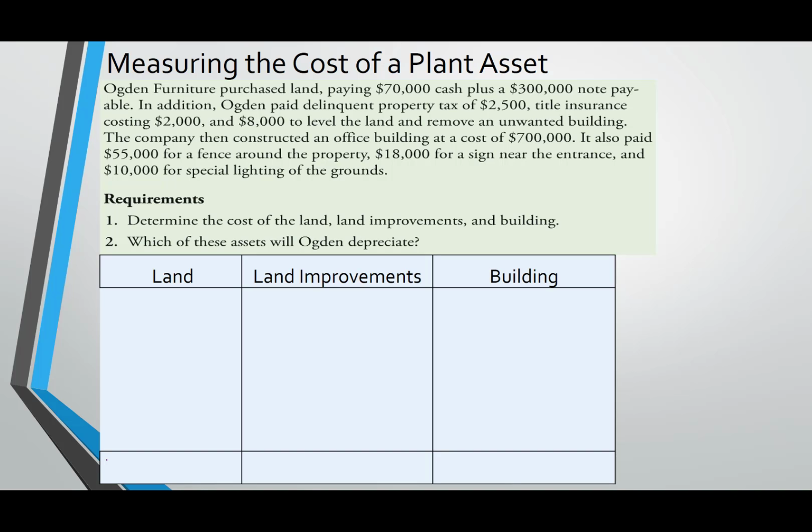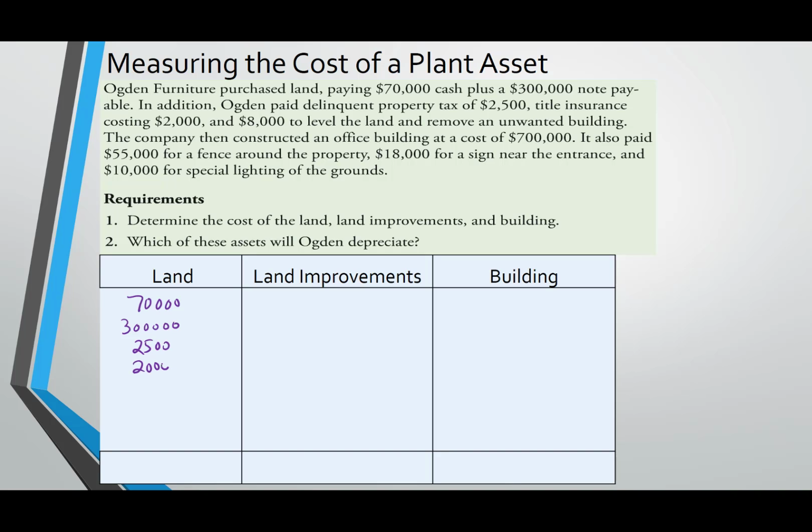Now, it also tells us that we paid delinquent property tax of $2,500, title insurance costing $2,000, and $8,000 to level the land and remove an unwanted building. As we saw earlier, all of these costs would be included in the land area because these are things that we have to include before we place this into service. So we have $2,500 for the property tax, $2,000 for the title insurance, and then the one that many people wouldn't think about would be the $8,000 to level the land and remove an unwanted building.